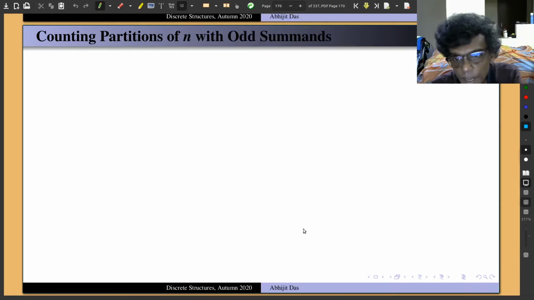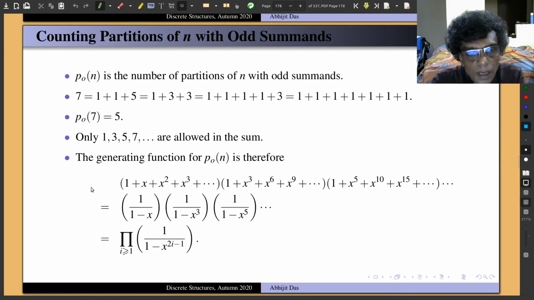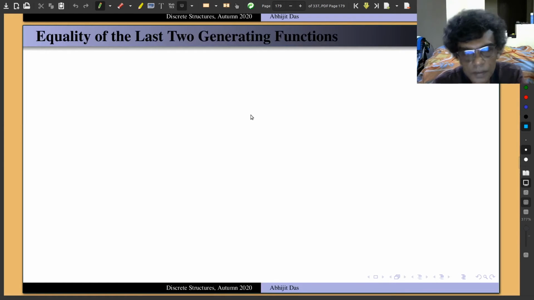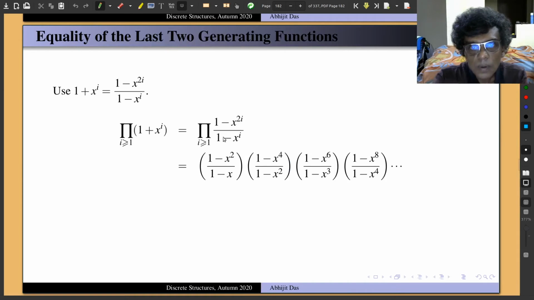And then doing a little bit of maths, cancellation from numerator and denominator will simply lead us to this formula. Let us see how this happens. Equality of the last two generating functions. So I simply write 1 plus x power i as 1 minus x power 2i over 1 minus x power i. Then this product becomes, this is the product for all i greater than or equal to 1. Now, let me write this term by term. For i equal to 1, this is 1 minus x square over 1 minus x. For 2, 1 minus x power 4 over 1 minus x square. For 3, 1 minus x power 6 over 1 minus x cube. For 4, 1 minus x power 8 over 1 minus x power 4.